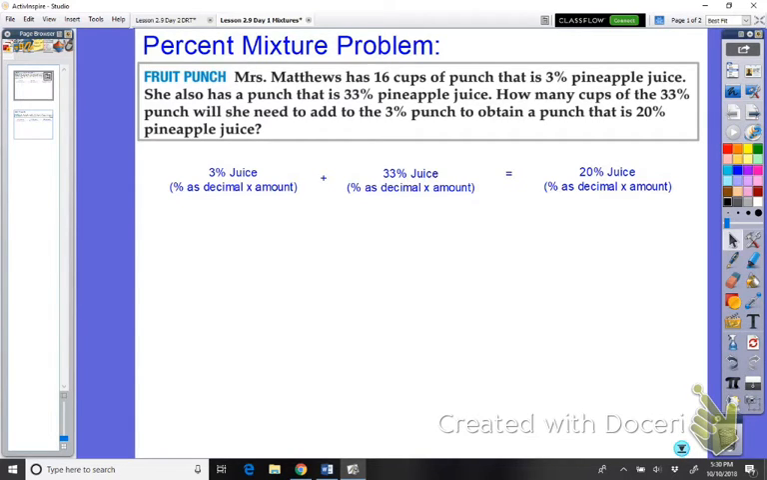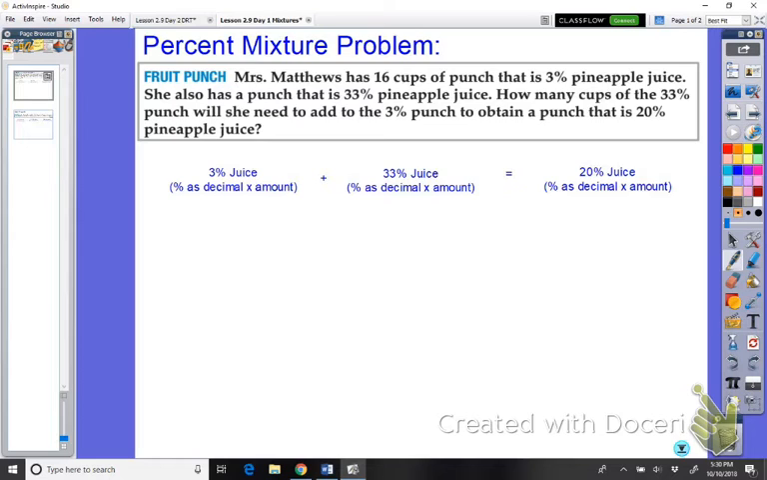It's about fruit punch. Mrs. Matthews has 16 cups of punch that is 3% pineapple juice. She also has a punch that's 33% pineapple juice. How many cups of the 33% punch will she need to add to the 3% punch to obtain a punch that is 20% pineapple juice? So we have the 3%, the 33%, and then our mixture is 20%.